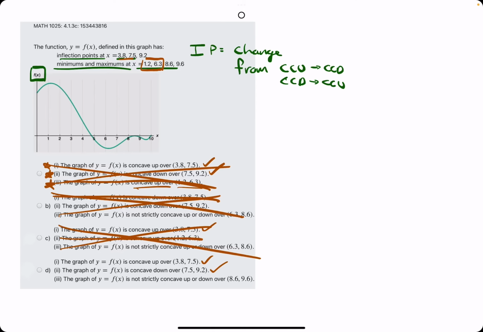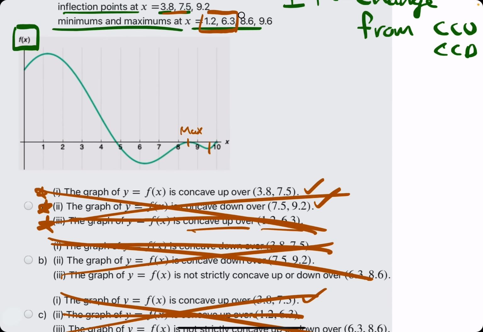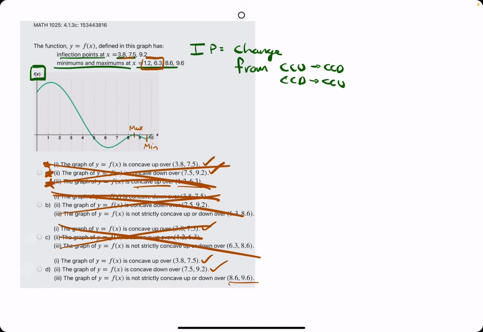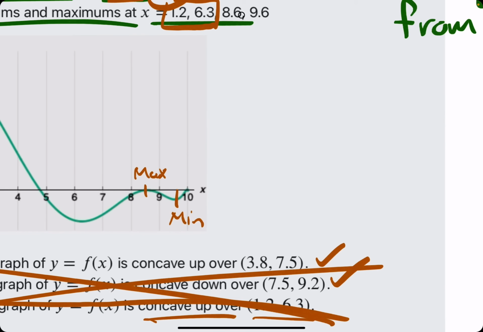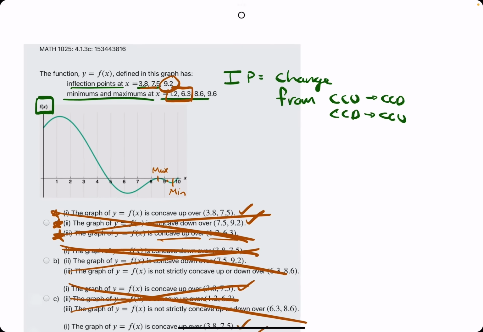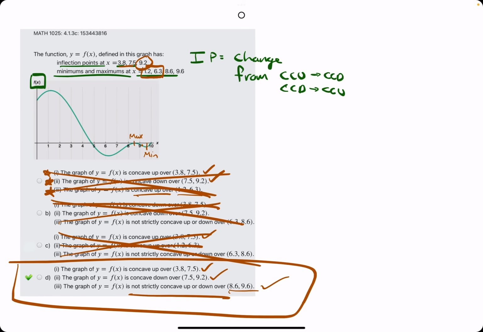Number 3, the graph is not strictly concave up or down over 8.6 to 9.6. So 8.6 is about right here to 9.6 about right here. We can see that that's pretty much a max to a min. And if we have a max to a min, we know that the concavity has changed at some point in between. If we want to confirm, we use our inflection points at the top. At 9.2, it has changed from one concavity to another. So that means it is not strictly concave up or down that entire time. So we break out the eraser to see that D is our answer.